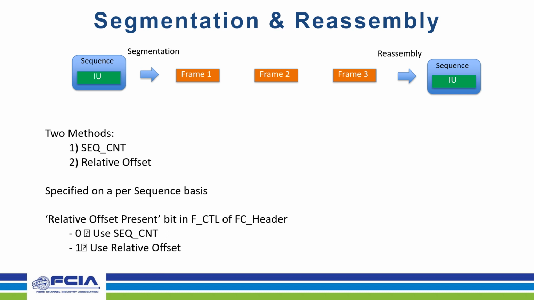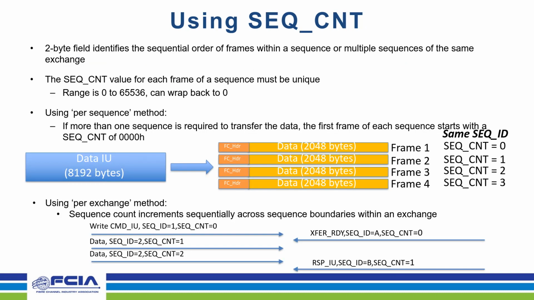So the other method that you can use is sequence count, so let's look more deeply at sequence count. Sequence count is a 2-byte field that identifies the sequential order of the frames, either within a sequence or across multiple sequences in the same exchange. Whether you're doing it per sequence or per exchange is negotiated at PLOGI time. The sequence count for each frame in the sequence has to be unique. Since it's a 2-byte value, it can range from 0 to 64K and then wrap back to 0.